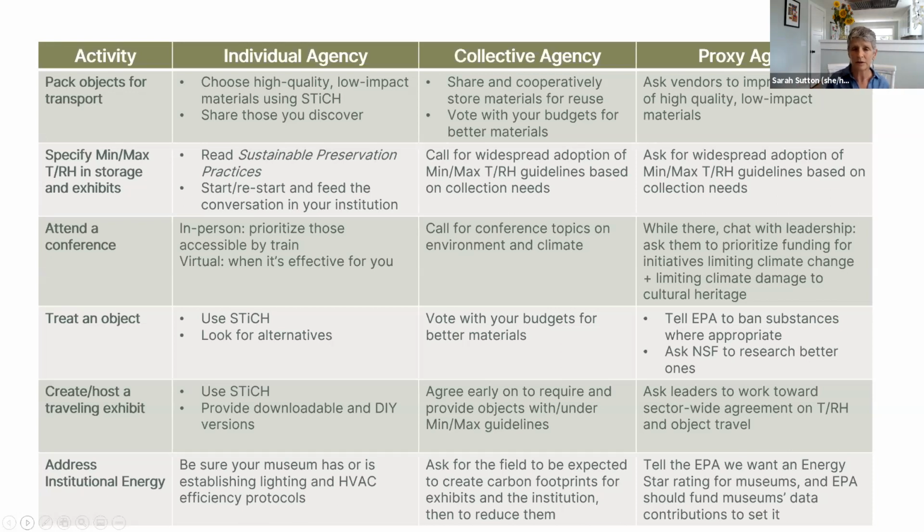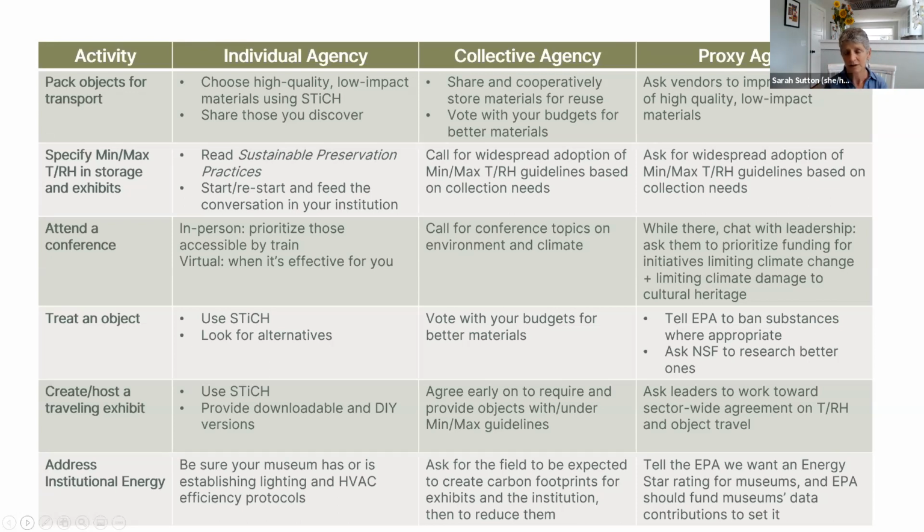Look for alternatives to the things you currently use in your materials. Collective agency on treating an object: vote with your budgets by purchasing materials or not in pursuit of better materials for collections care. Good for collections care, good for the climate. Proxy agency for object treatment: tell EPA to ban substances where appropriate and tell NSF to invest in research for better substances that you can use in collections care and management that aren't bad for climate.